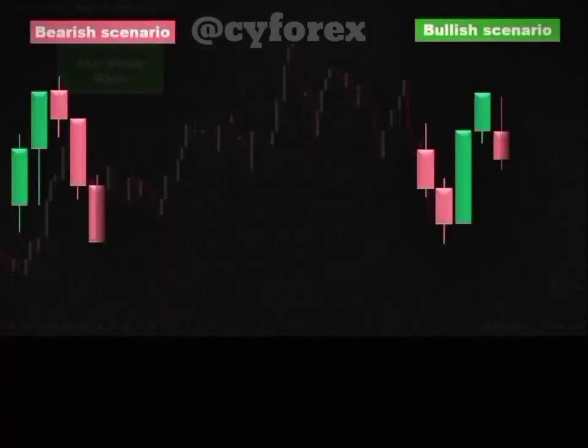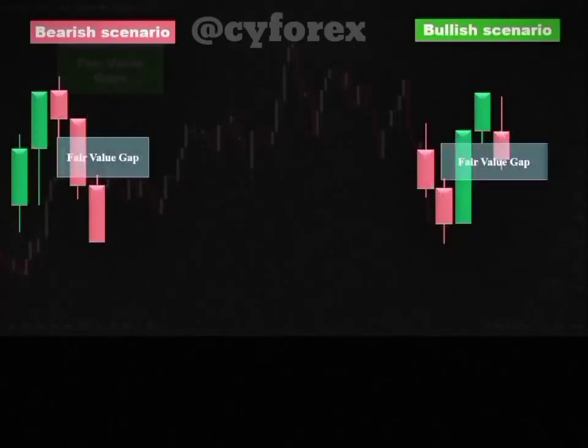Fair value gaps are formed inside a 3-candle sequence and are frequently shown on the chart as a large candle, in which the upper and lower wicks of its neighbor candles do not fully overlap its body. Hence, the fair value gap zone is the area that fills the space between the wicks, which is drawn on the body of a candle.